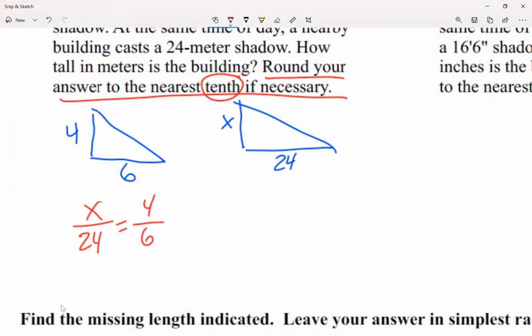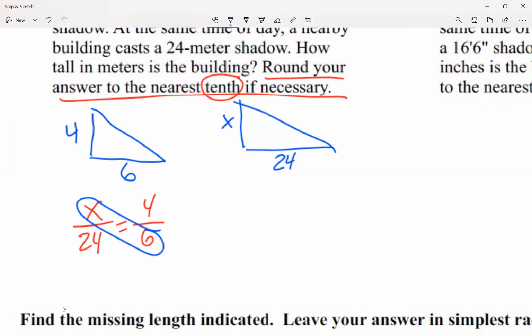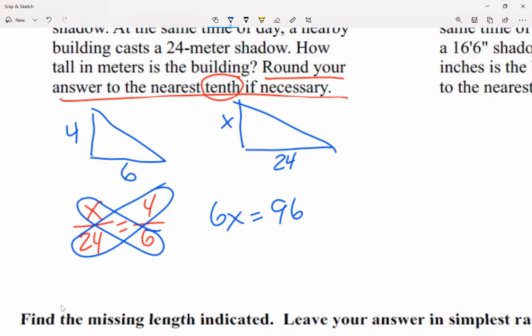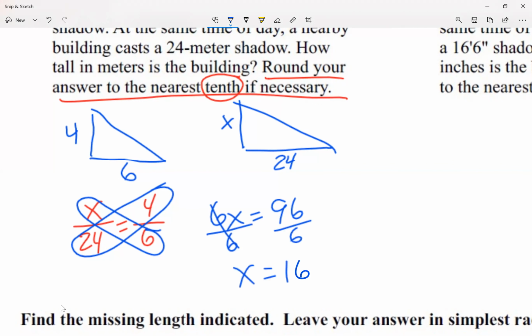All right, so I'm going to cross multiply. 6 times x equals 24 times 4. Now to get the x by itself, let me divide both sides by 6. x equals 16. Okay, I don't have a decimal. I said I might have a decimal, might not.